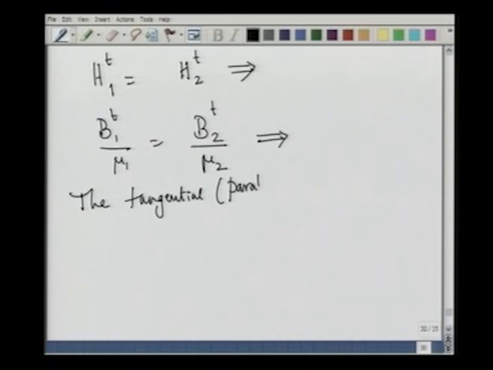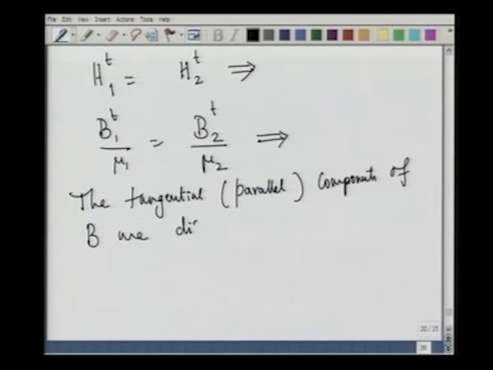The tangential component, equivalently parallel component, parallel to what? Parallel components of B are discontinuous.